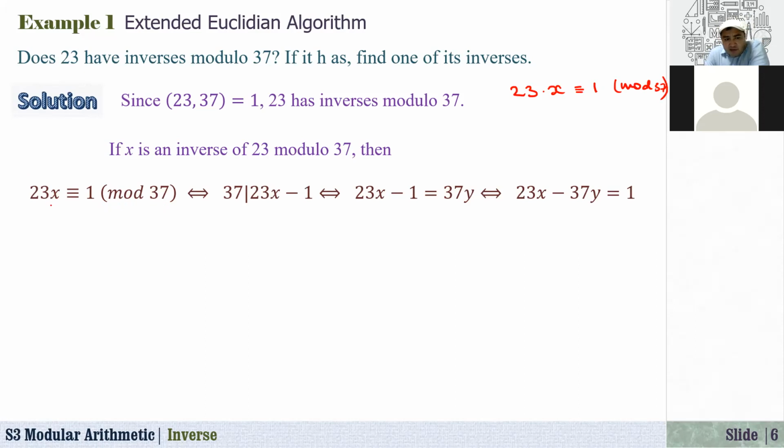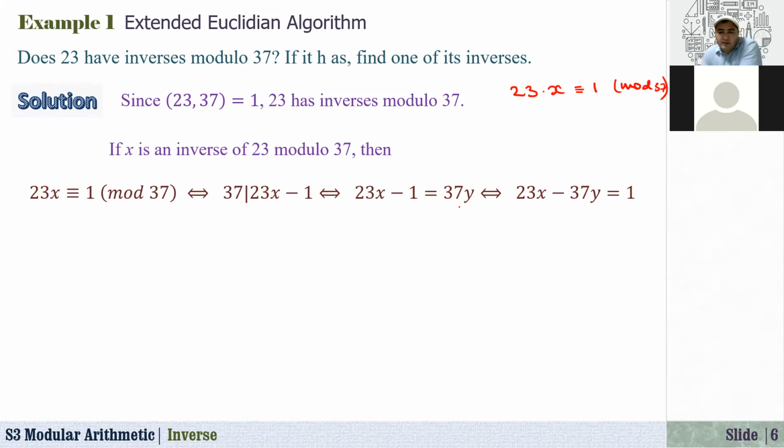That means that, if you remember, a is congruent to b modulo n, which means that a minus b is divisible by n, or n divides the difference of these two numbers. So by the definition, that means that 37 divides 23x minus 1. And divides means that if you divide 23x minus 1 by 37, the quotient will be some integer. So that integer is y. Suppose it's y, I can just write it as 23x minus 1 is equal to 37 times y.